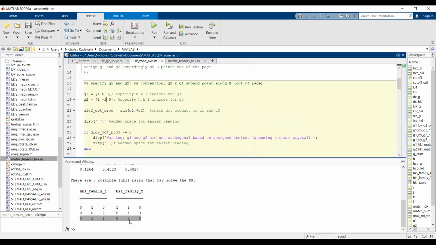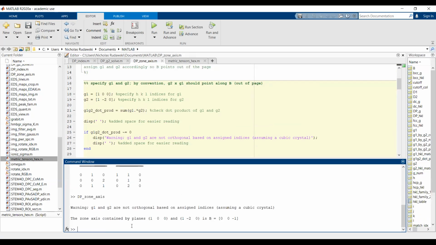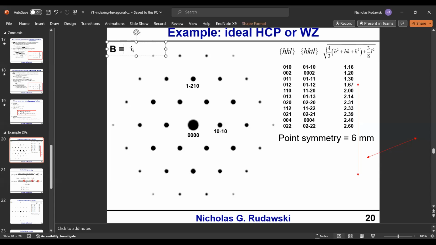Okay, and let's see here. DP zone axis. Based on how we assigned the spots, it's telling us the zone axis is 0, 0, 1. You can easily convert that to 4 index, and that would be 0, 0, 1 bar. So our answer here is 0, 0, 1 bar. Unfortunately, we guessed wrong to give us 0, 0, 1. If we wanted to adjust this, we'd have to reassign some spot indices here.